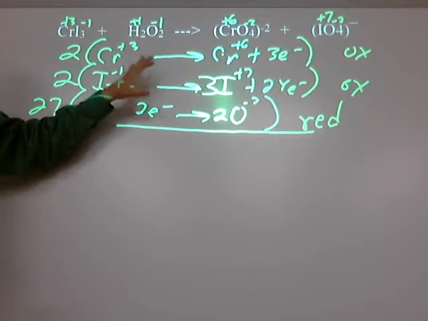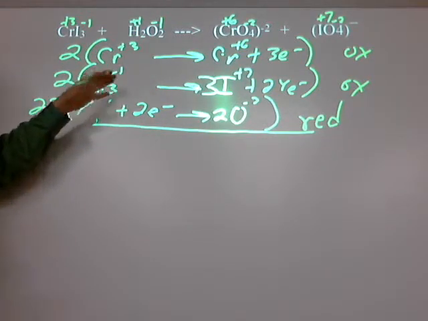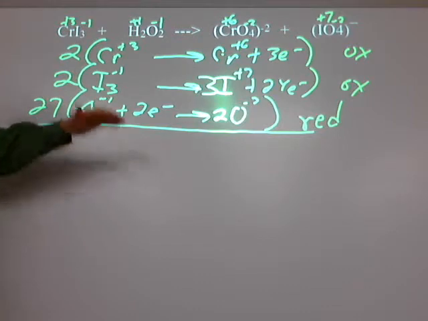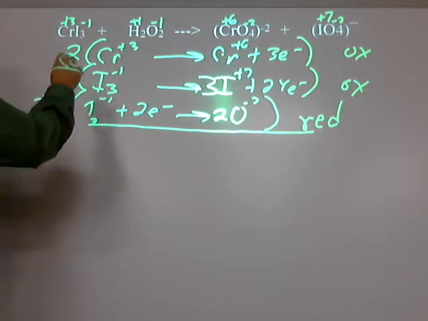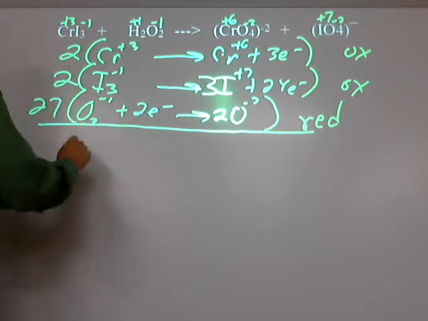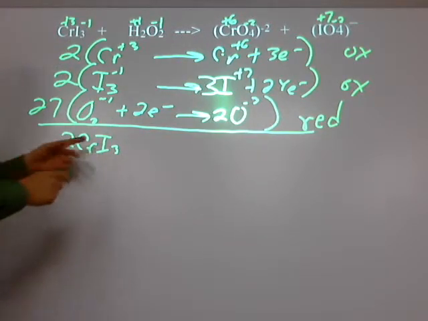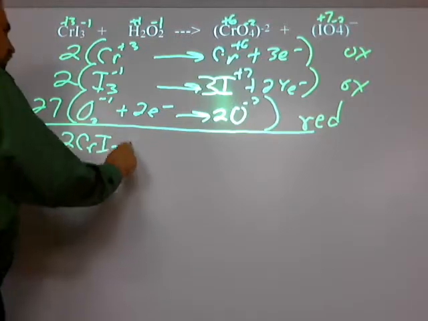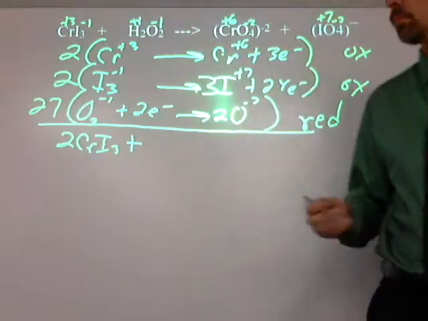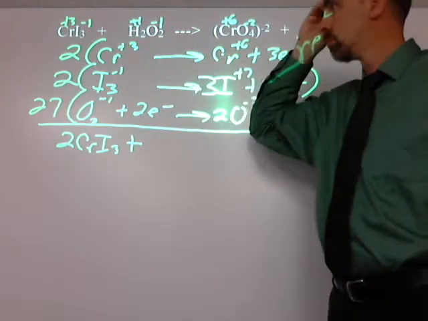Now all my electrons lost equal all my electrons gained. I'll bring down these coefficients, rewrite it, and finish the problem. So what coefficient goes in front of the CrI3? 2, because it's also in front of the I. What goes in front of the H2O2? 27.